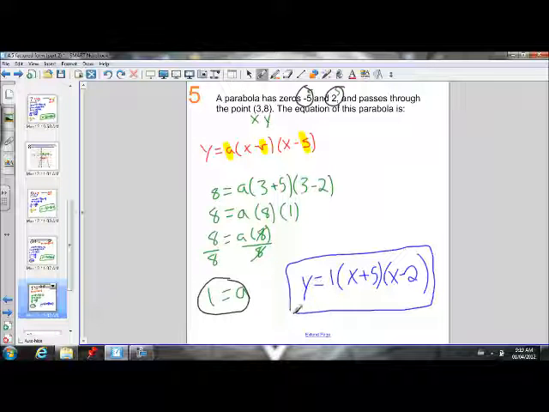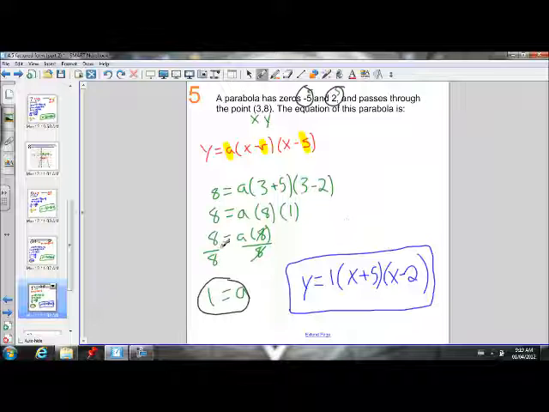You can write this final equation without subbing in a value for the 1 there. Okay, it could just look like y equals x plus 5, x minus 2. There's not really any point to subbing in the 1 in front, because when you multiply something by 1, nothing happens, okay? But you can leave it there if you want to.